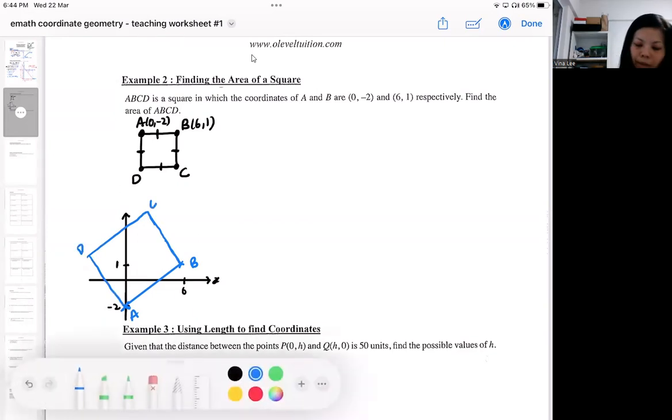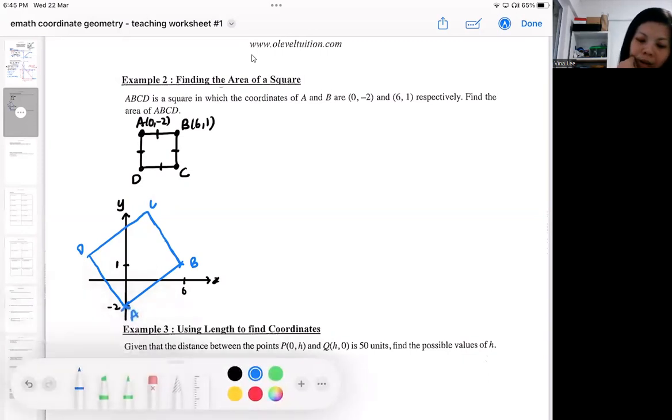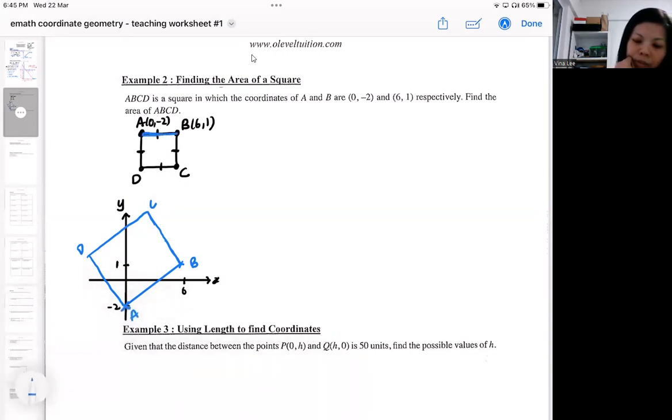I'm just drawing a generic one because I've got the coordinates. Our job is to find the area. Knowing that the area of a square is just length times length, I need to get one of the lengths, of course. If I can get the length, then it will be the same length that I multiply. So I'm going to find the length AB.